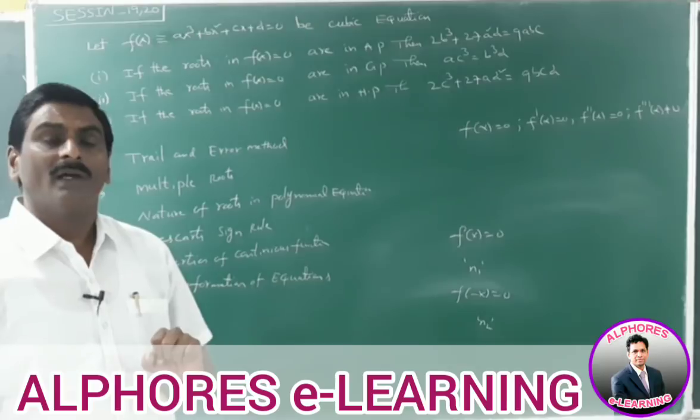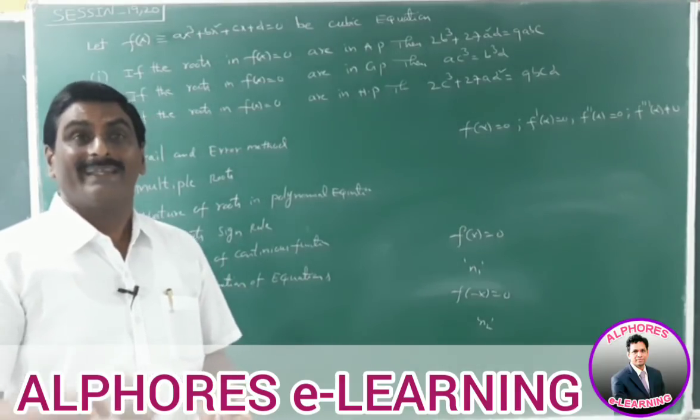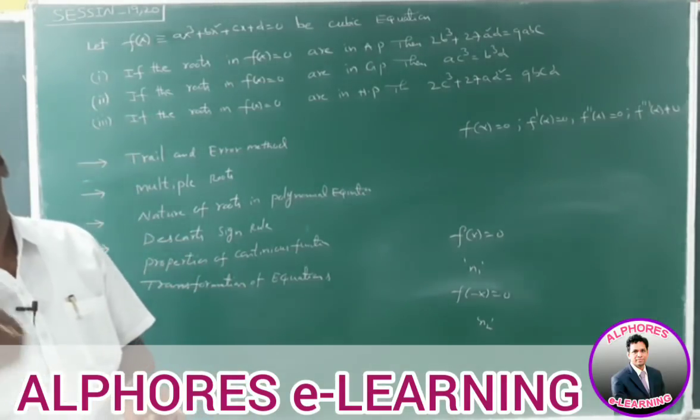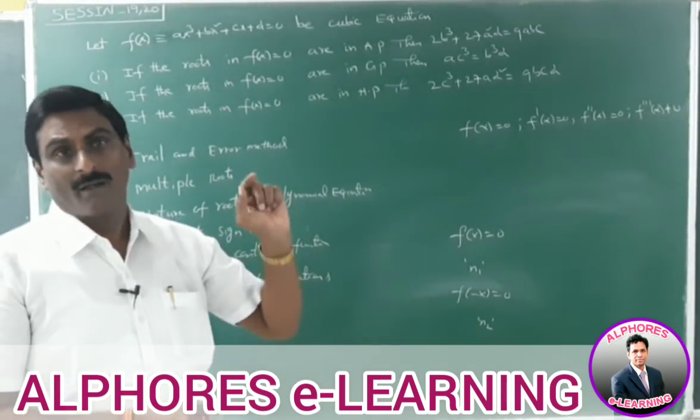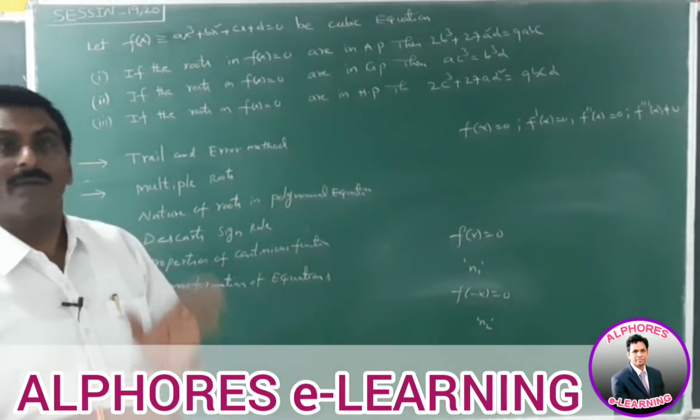At the same time, the number of imaginary roots is at least n minus (n1 plus n2). Total number of roots n minus real. All the remaining are imaginary.